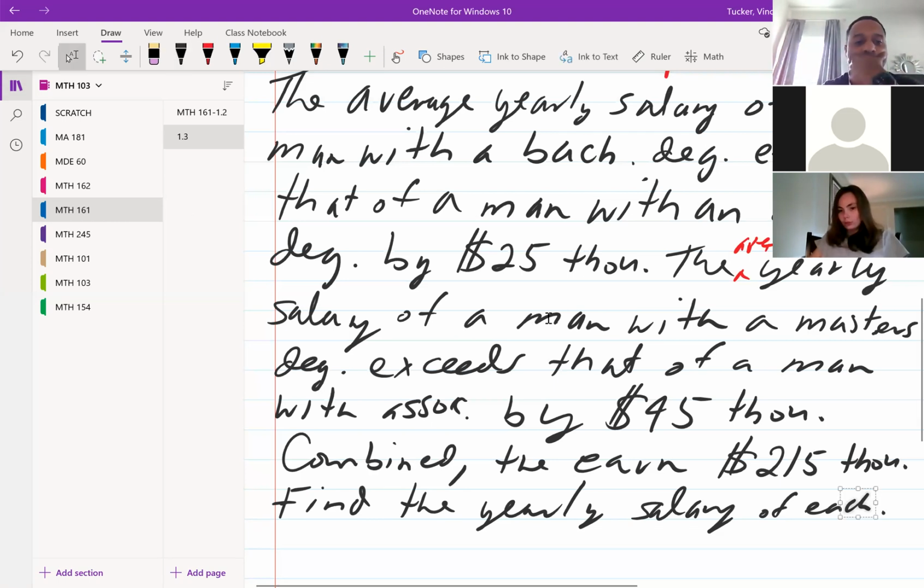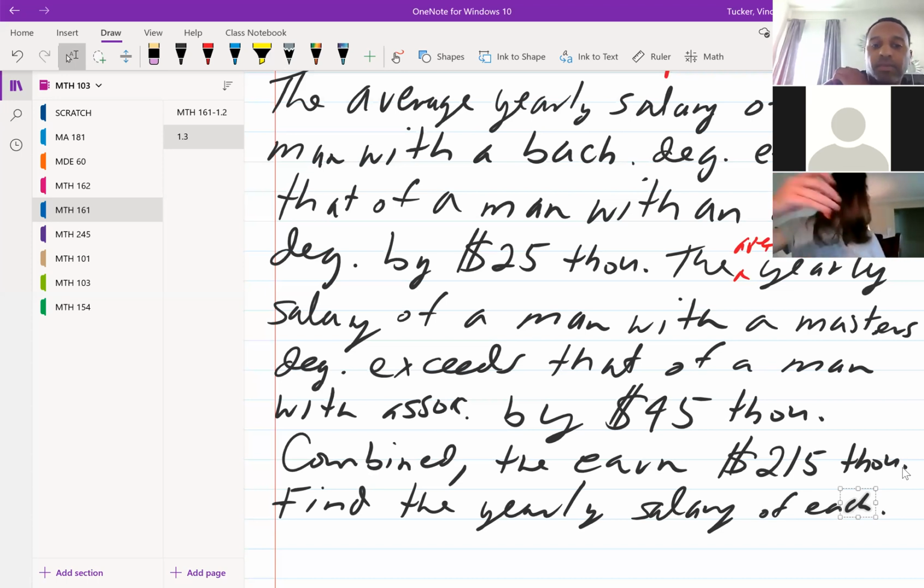All right, so we have: the average yearly salary of a man with a bachelor's degree exceeds that of a man with an associate's degree by $25,000. The average yearly salary of a man with a master's degree exceeds that of a man with an associate's by $45,000. Combined, they earned $215,000. Find the yearly salary of each.